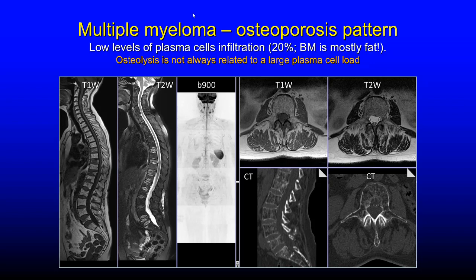This patient has multiple myeloma. Look at the CT scans. There are so many holes, right? It's osteolytic. The MRI is negative. That's strange. There are holes, but the whole thing is full of fat. It's called the osteoporotic pattern of multiple myeloma.